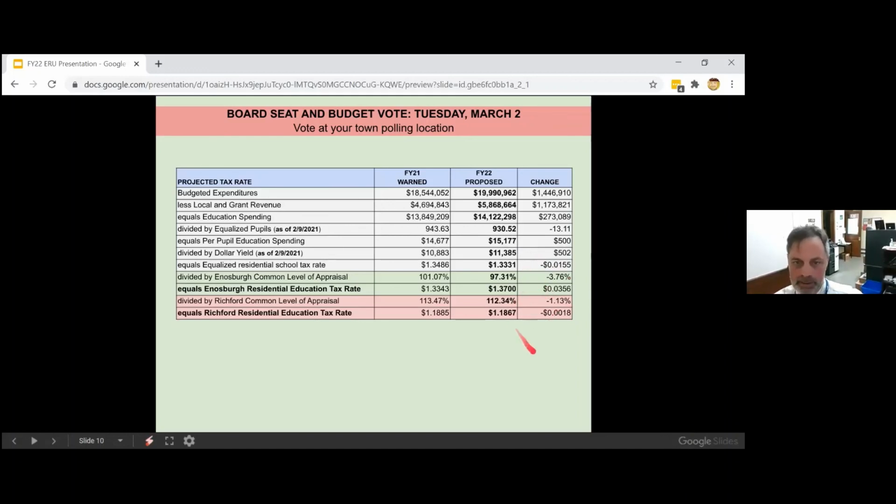And then again, Polly explained the common level of appraisal, and the way that I like to explain it to folks is this: if you're in Enosburgh and the listers have your house assessed at $97,310, the state really thinks that your house is worth $100,000. And if you're in Richford and the assessors have it at $112,340, the state thinks that that property is assessed at $100,000. So what the CLA is doing is taking this rate and trying to make it fair based on what they see is happening in the two separate districts in terms of their grand list.